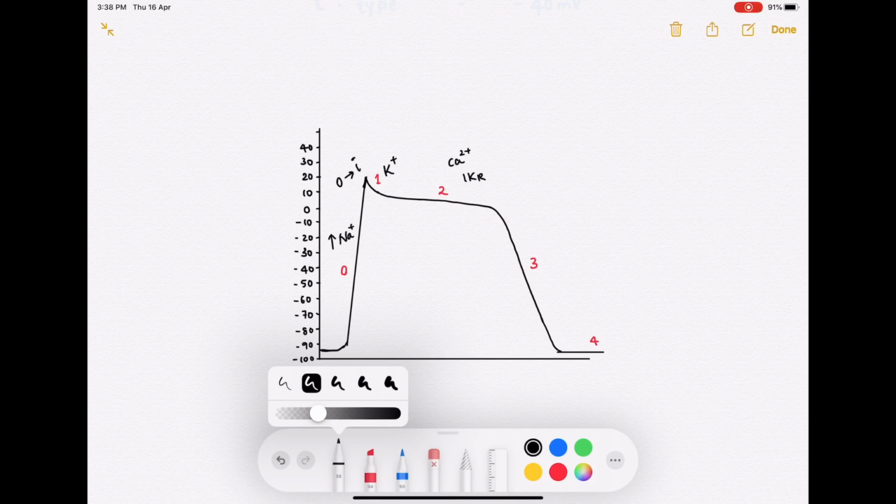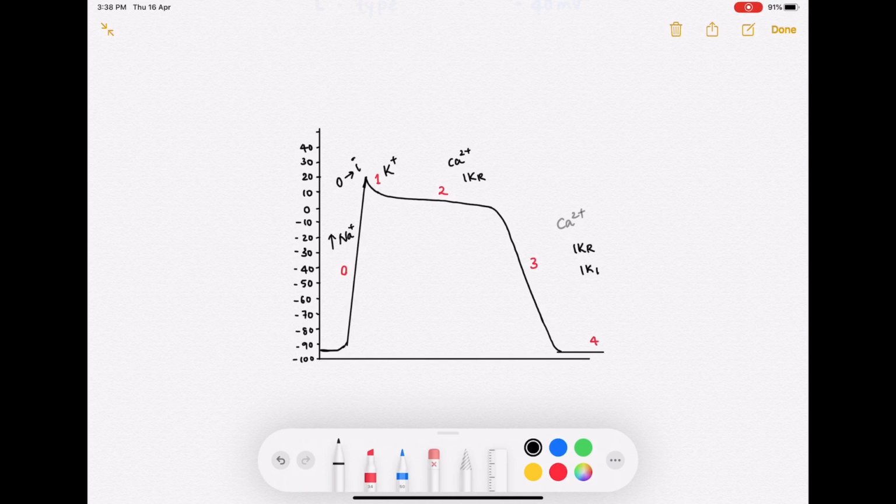Phase 3 is the repolarization phase. The L-type calcium channels begin to close, but the IKR still remains open. The potassium currents continue, and as the repolarization starts, the IK1 channel also opens. This leads to further repolarization. It's very understandable that the phase 3 corresponds to the T wave of the ECG.